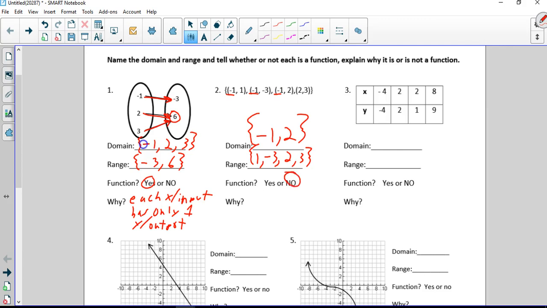Is it a function? Definitely not. Why? You can be very specific. -1 has multiple, or you could say 3 outputs.